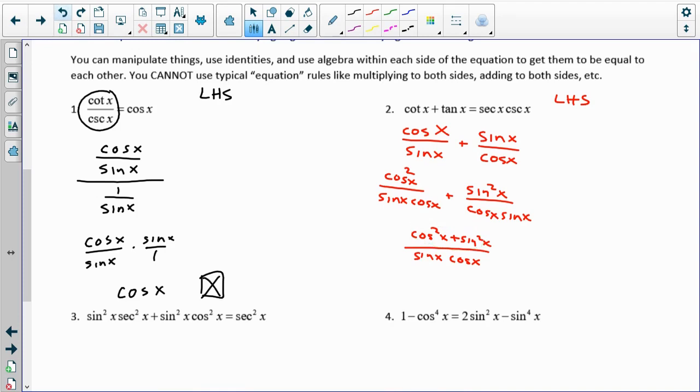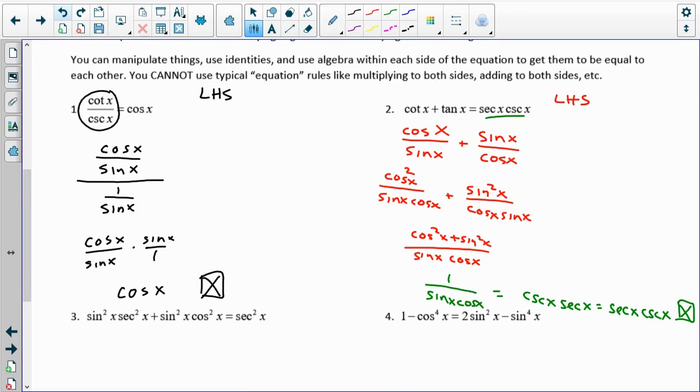So what I can do is I can simplify that to be 1 divided by sine x, cosine x. And then what do I know that sine x in the denominator is? That's cosecant x. What do I know that cosine x in the denominator is? That's secant x. Well, and then I can just use the commutative property of multiplication to get it to look exactly like the right-hand side. So I've just verified another identity.